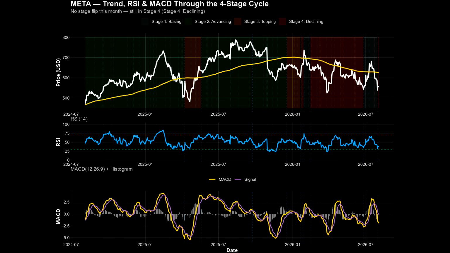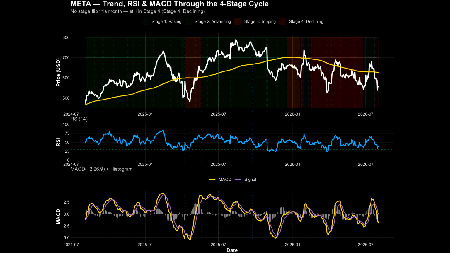A second, brief brown topping band appears right near the actual peak, just above $780, and from there the chart shifts into a long red, declining stage that dominates the second half of the window. There's a short basing pause within that decline, but no full stage flip. The chart is currently sitting back in red, and the subtitle confirms it. No stage flip this month, still in stage 4.